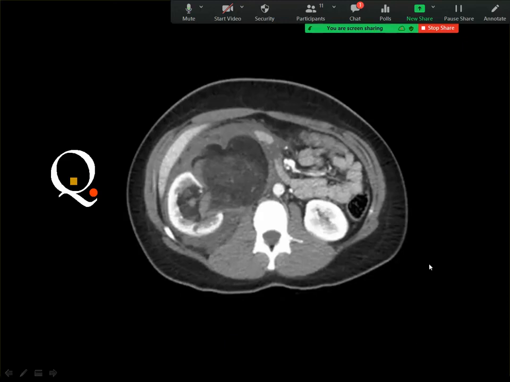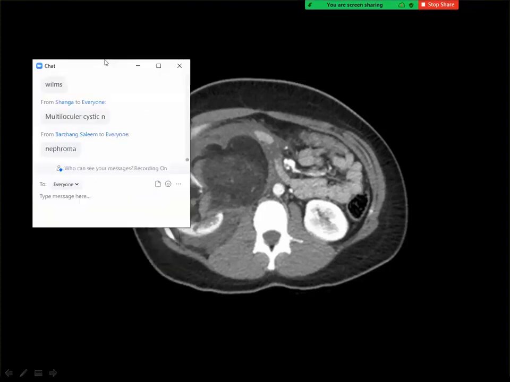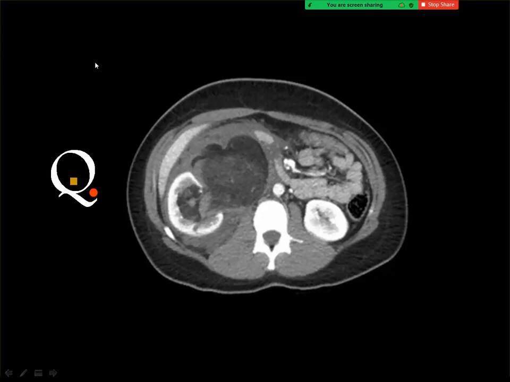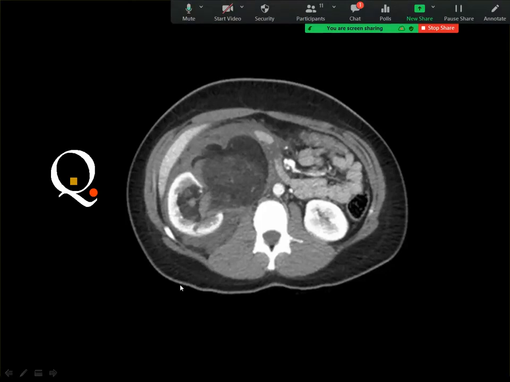Then the next case is a CT scan of the abdomen with intravenous contrast injection, and you've got a mass in the right kidney. And no, this is not an abscess. I should say that a mass containing fat in the kidney should be diagnosed as angiomyolipoma until proved otherwise, because renal liposarcoma is considered extremely rare.